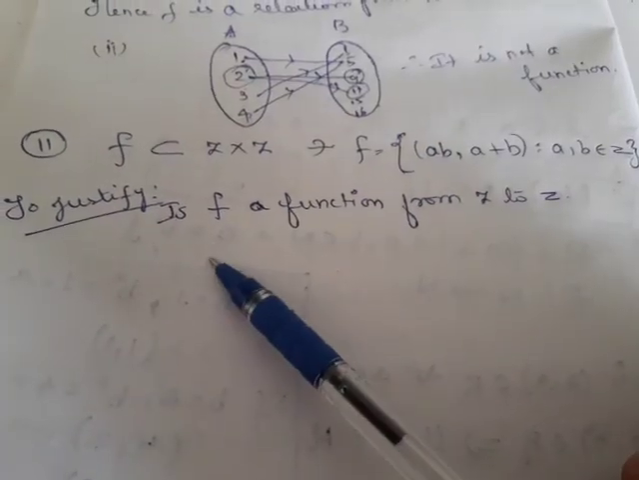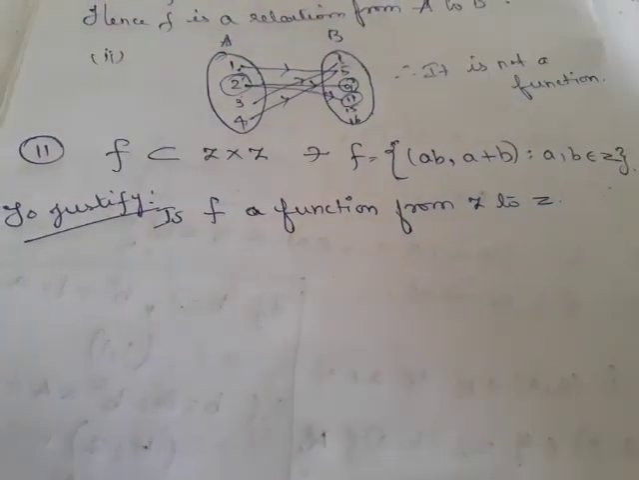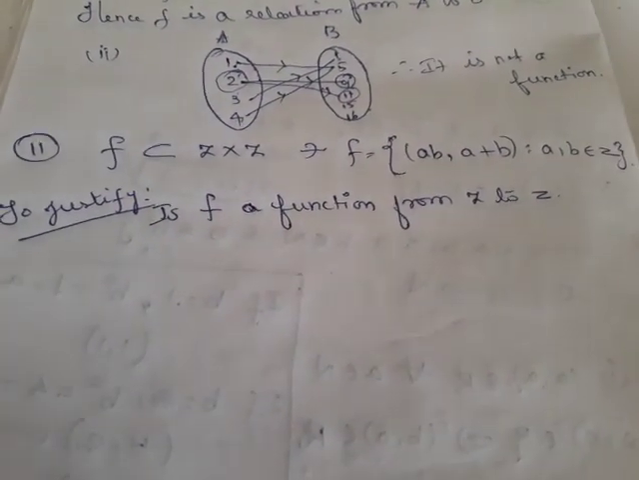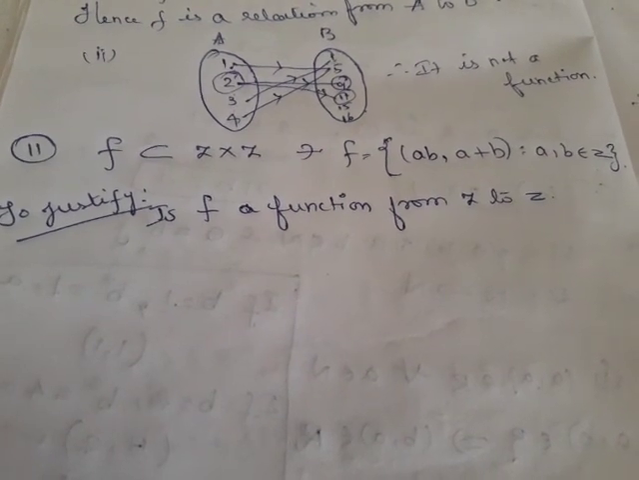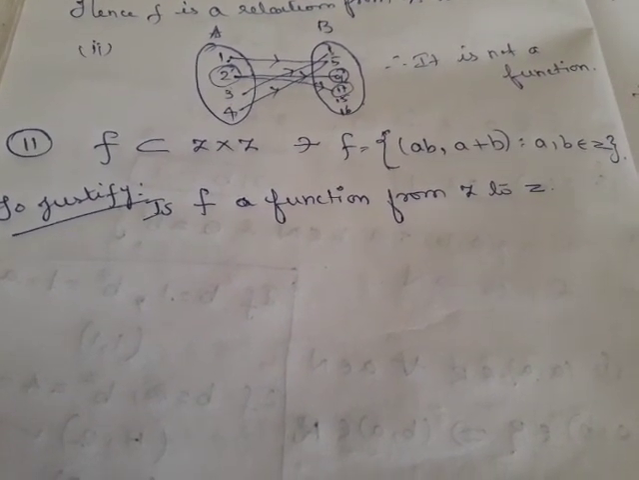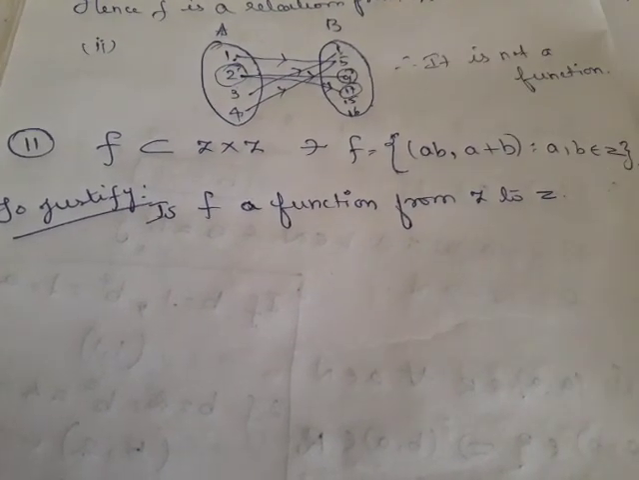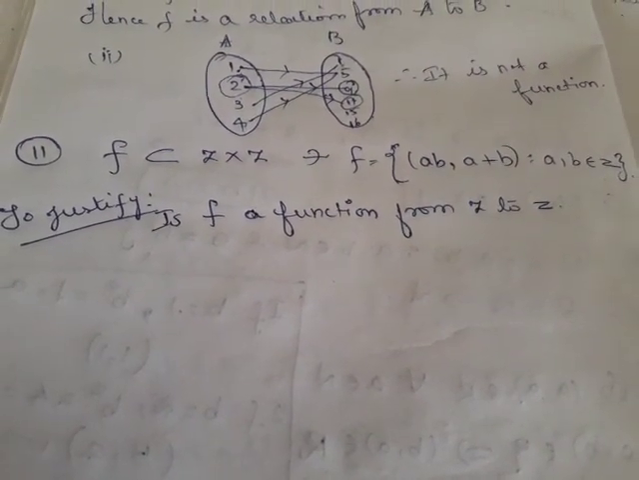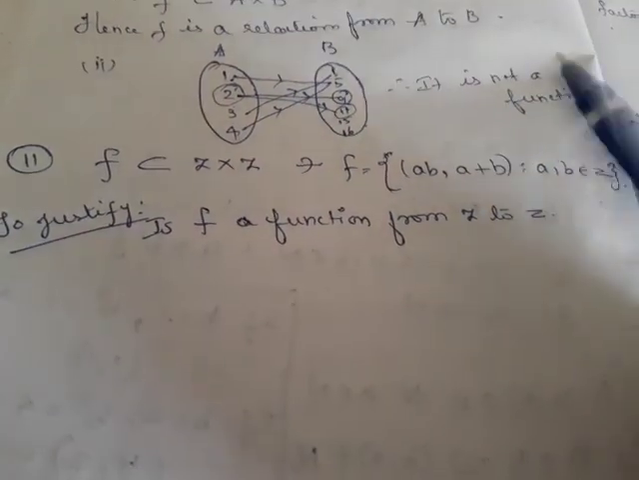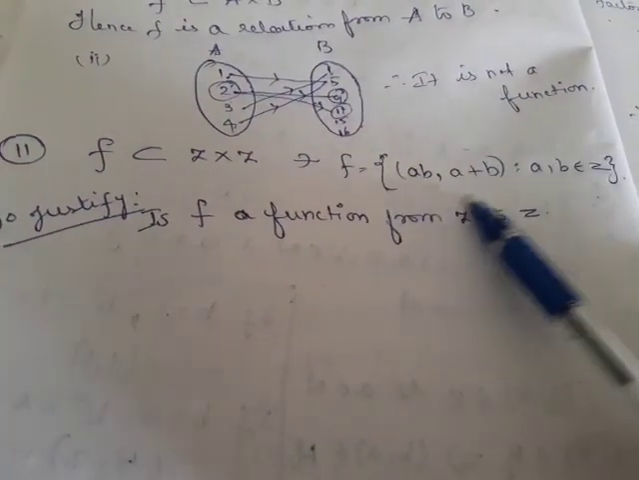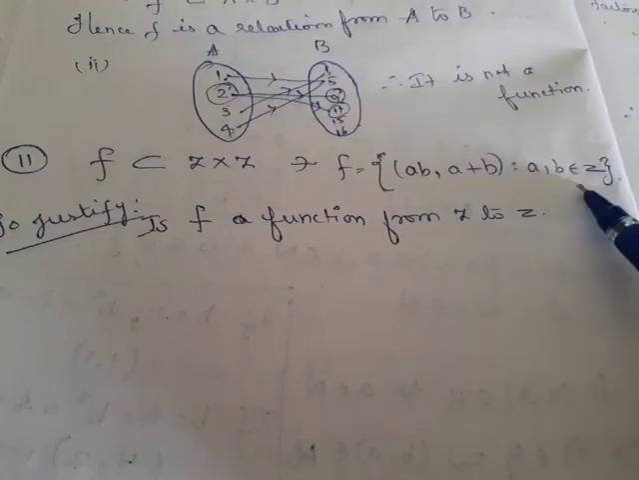We have to justify whether F is a function from Z to Z. As we discussed in the previous problem, we have to check the uniqueness of the function, whether each and every element of the domain is mapped to a unique element in the codomain or not. That we have to check. So let us analyze the definition of the function, where A and B are integers.